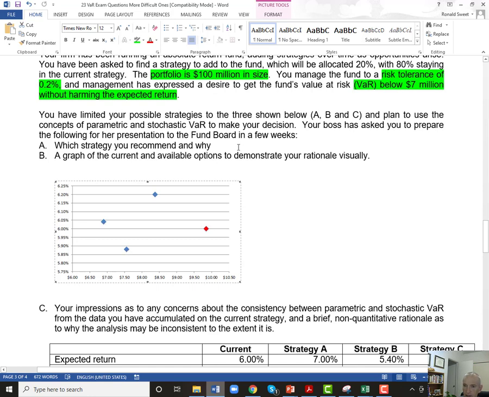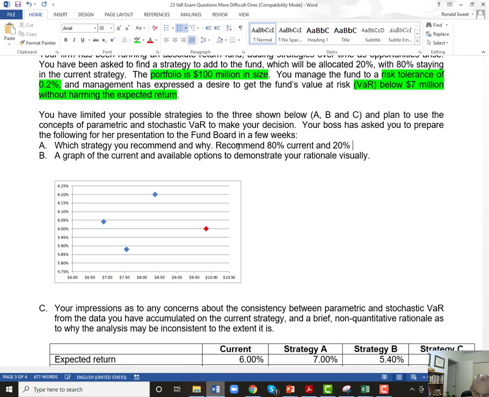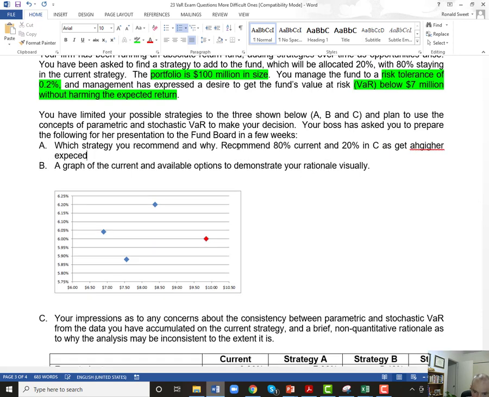And why do you recommend? So you recommend 80% current and 20% in C, as you get a higher expected return and the VAR is below 7 million. So that's the best. A gives you the higher expected return, but doesn't get the VAR below 7 million. B neither gets you VAR below 7 million, and it also hurts your return, so that doesn't make sense.